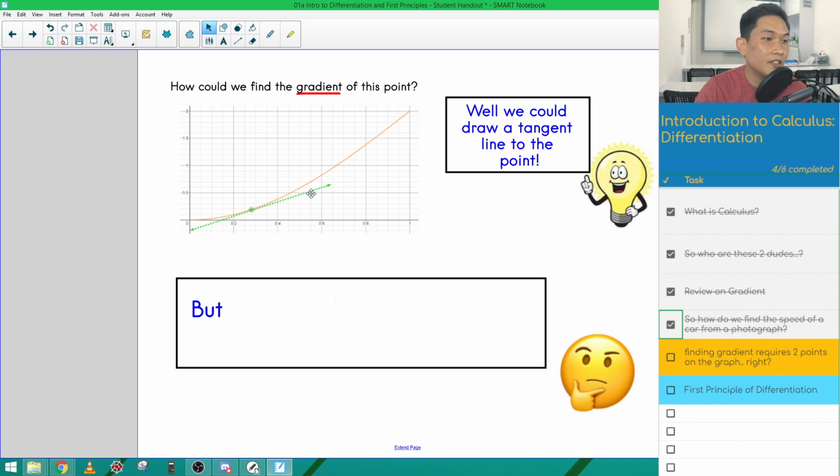Sounds like a good idea, but are you forgetting something? How many points do we need to find the gradient? We need 2 points, isn't it? We need 2 points. So we already have 1 point, right?